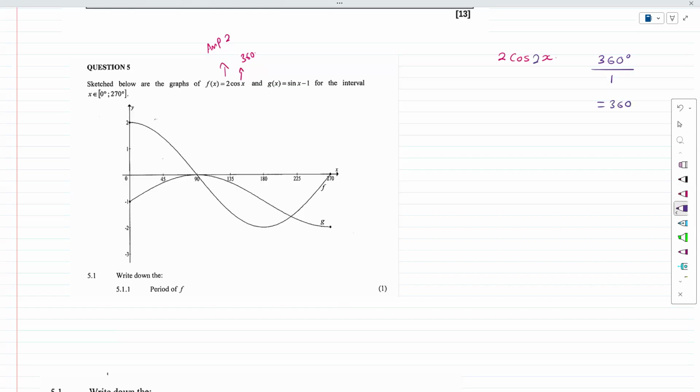If it was 2, we would divide by 2. And guess what? The period's 180. If this number in front of x was 3, I would divide by 3. And the period is 120. But it's not. It's 1. That's just a shortcut that you can deal with. So the period of graph f, because the number is 1, is 360 divided by 1, which is 360. And that's what the period of this graph is, 360 degrees.